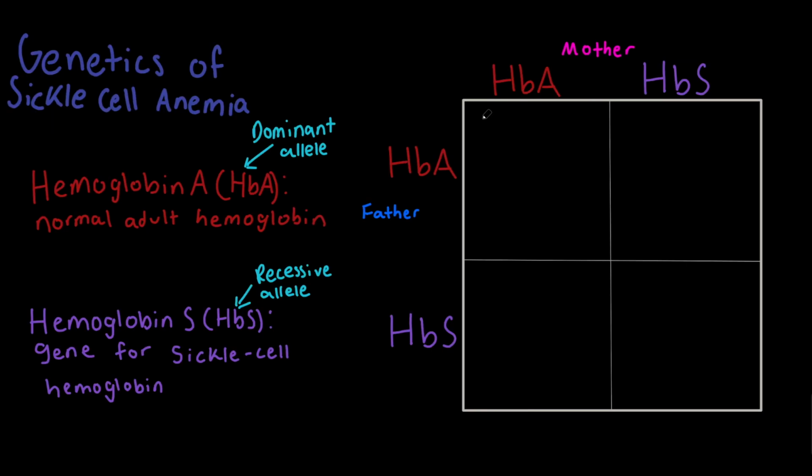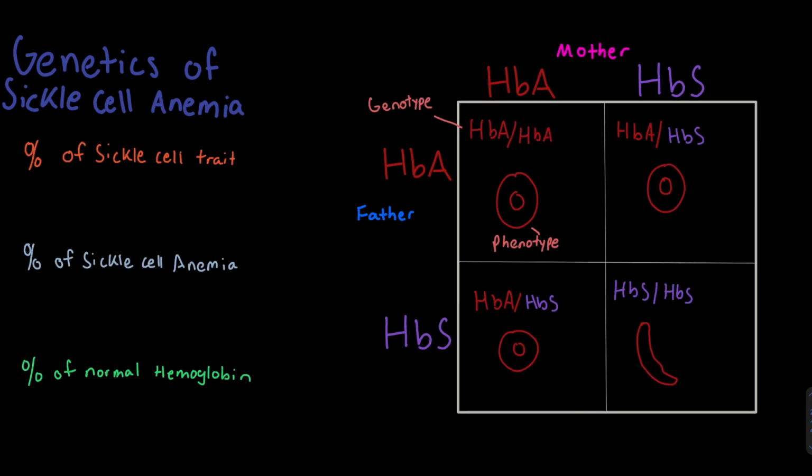Now let's solve this Punnett square. Alright, so we've finished filling the Punnett square. Now what? Now we determine the percent of offspring who have the sickle cell trait, meaning they have a heterozygous genotype, the percent of offspring who have sickle cell anemia, or those who have the hemoglobin S homozygous genotype, and the percent of offspring who will have the normal adult hemoglobin, or those who have the hemoglobin A homozygous genotype.